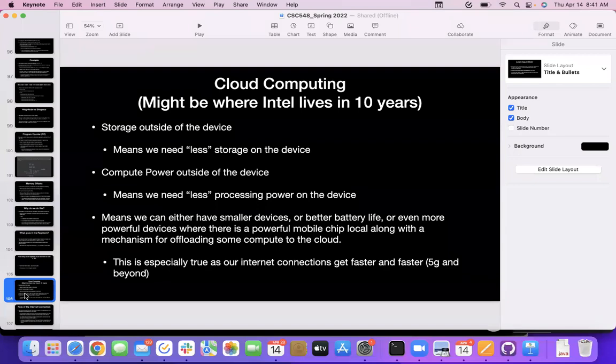All right, but when we have storage outside of the device, that means we likely will need less storage locally on the device. Same thing, if we have compute power outside of the device, and this is actually something that has changed some over the years that maybe you've experienced. So for those of you who use any of the smart stuff like Siri or anything like that, many years ago, Siri would not work if you didn't have a decent internet connection. Because what it would do is it would record what you said, it would send it to the cloud to compute that, and then it would send you the result back. So if you had a broken internet connection, it wouldn't be able to do that communication.